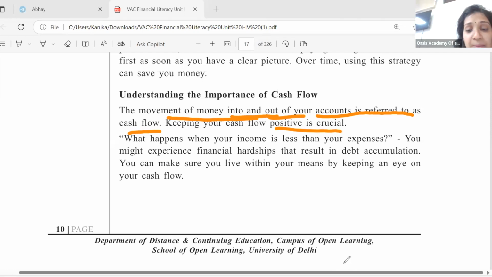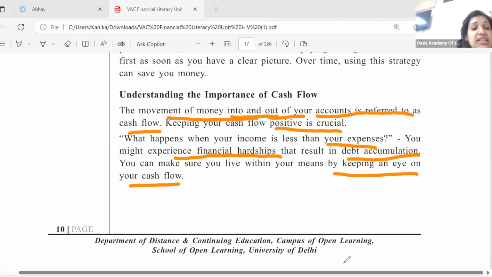What happens when your income is less than expenses? You will incur financial hardships, which result in debt accumulation, etc. Always keep an eye on your cash flow. You have to always check that you're not going negative in cash flow.